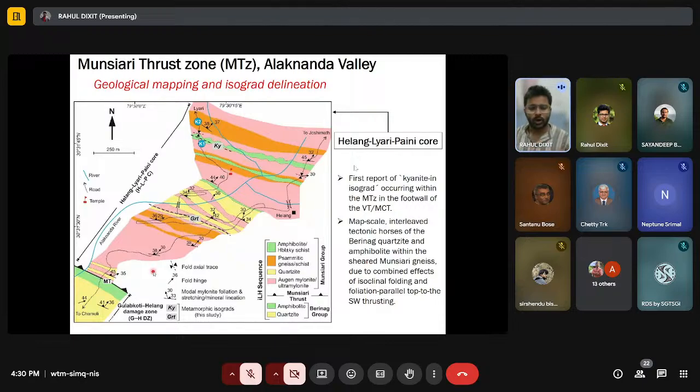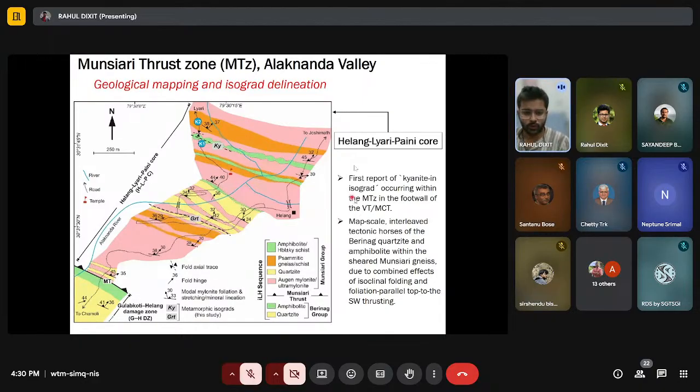So the repetition or occurrence of these quartzites and the amphibolite bands within the hanging wall, this tectonic interleaving on the map scale, is because of the combined effects of isoclinal folding and foliation parallel top to the southwest ductile shearing that has taken place here.